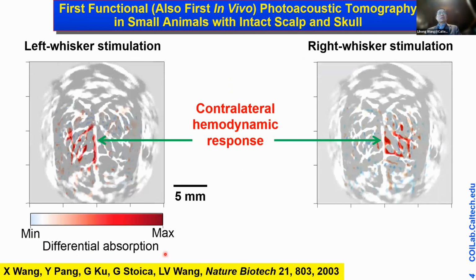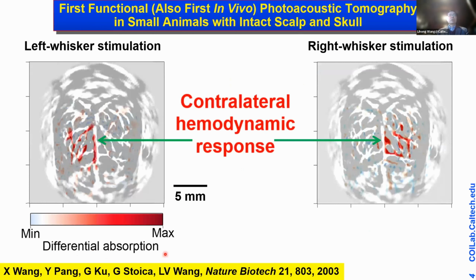In 2003, we acquired the first functional, also the first in vivo, photoacoustic tomographic images, which was demonstrated in small animals with an intact scalp and skull. This is very similar to functional MRI or BOLD MRI. We can see one-sided functional response to whisker stimulation. This paper has become one of the most cited in our field.